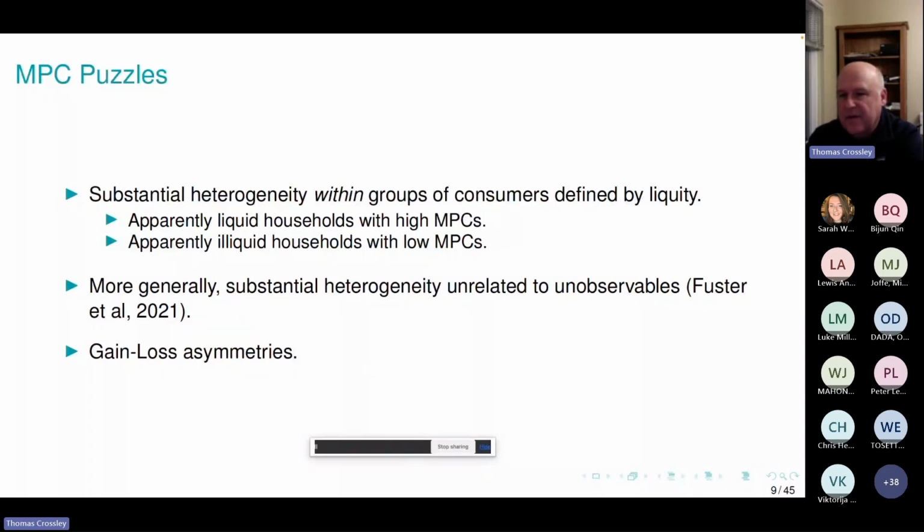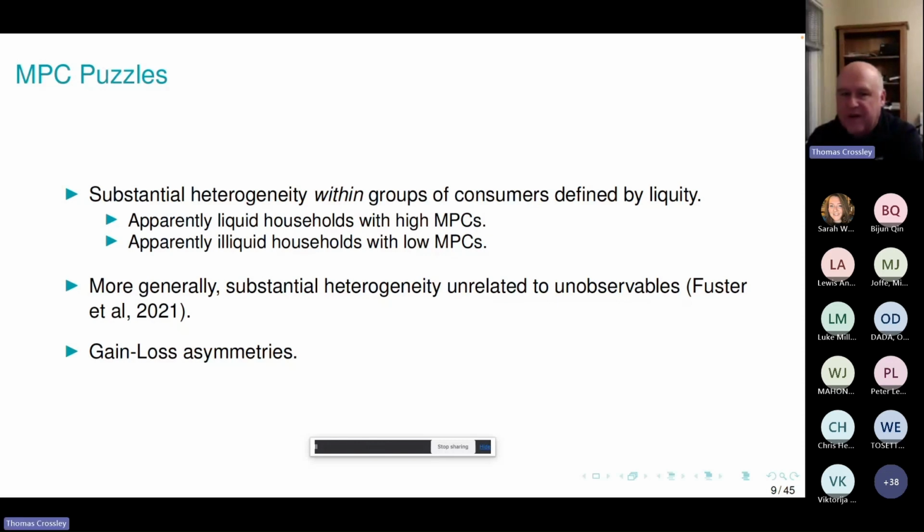As I mentioned earlier, consumer theory tells us that for a liquid household, a household with liquid assets and a fairly long time horizon, the MPC should be very small. Basically, the annuity value of the shock, which is going to be less than 5%, very close to zero. But for households who are credit constrained, we would expect the MPC to be close to 1. In the data that we collect, it's typically the case that there is a correlation between reported MPCs and liquidity measures, but that correlation is not nearly as strong as we might expect. In particular, we find liquid households, or apparently liquid households, with high MPCs, and apparently illiquid households with low MPCs, which goes against what theory would predict.